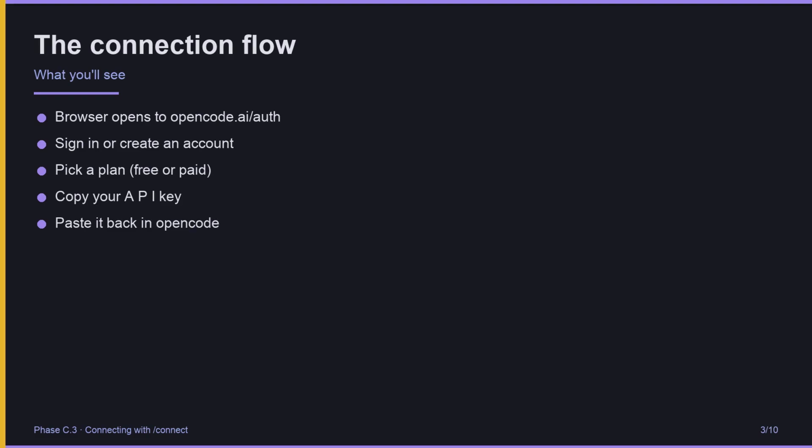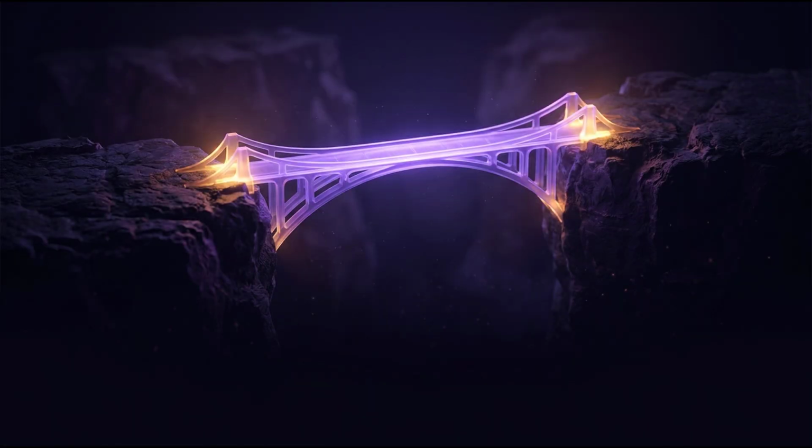Here's the flow. A browser opens to opencode.ai/auth. Sign in or create an account if you don't have one. Pick a plan, free is fine for starting. Copy your API key from the dashboard. Paste it back into OpenCode when prompted. OpenCode tests the key, and you're connected. 5 steps, 5 minutes, you're connected.